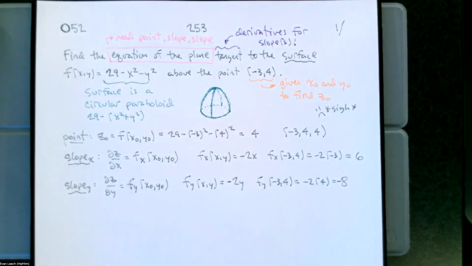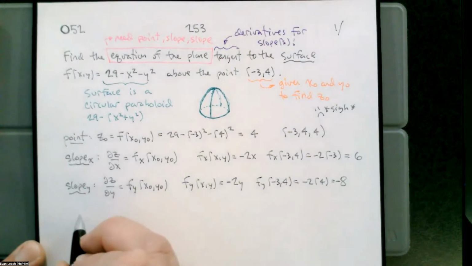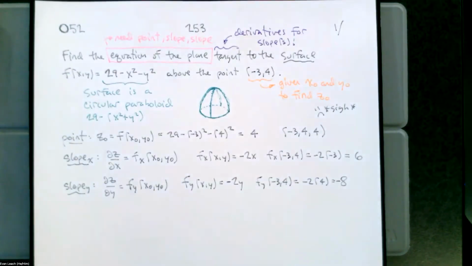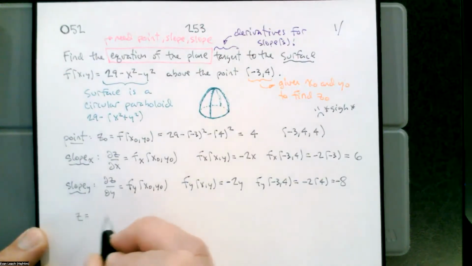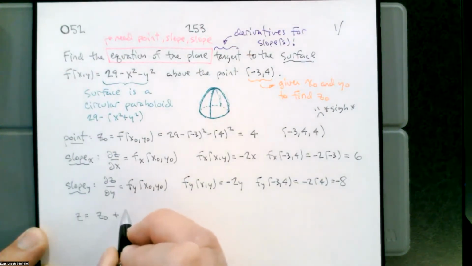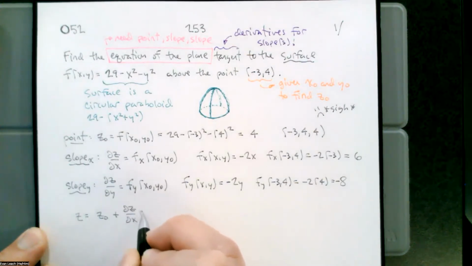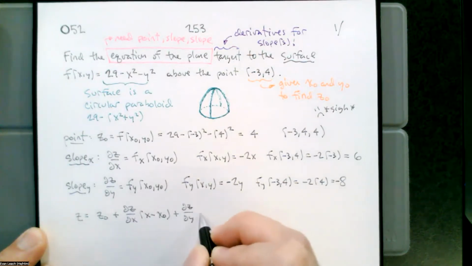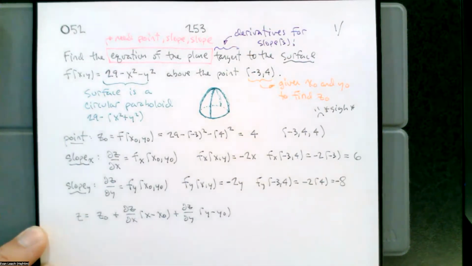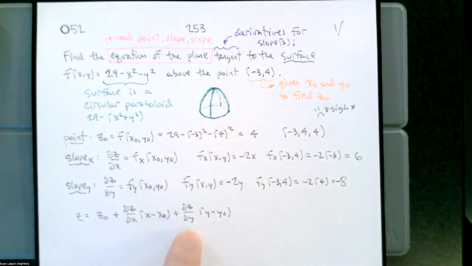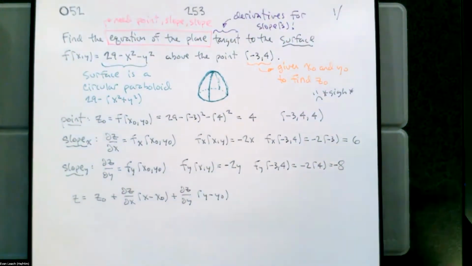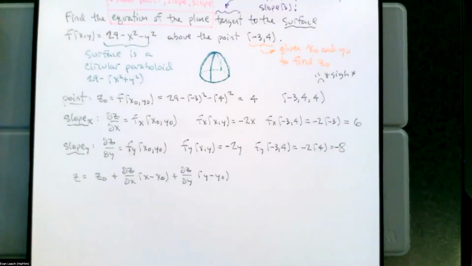Now I have what I need to build the equation of the plane. Because I have this point and these 2 slopes, I'm going to want to use my point slope form, and I'm going to write it as a function. I'm going to use z equals z naught plus dz dx times x minus x naught plus dz dy times y minus y naught. I should indicate that the dz dx and the dz dy are evaluated at the point x naught and y naught, but I usually don't because it's messy.